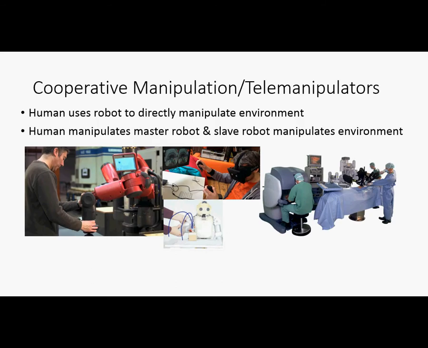So the two different types: cooperative manipulation and telemanipulation. For cooperative manipulation, the human uses the robot directly to manipulate the environment. An example of this is the Baxter robot. Right here you can see a guy teaching it by physically moving its end effector to a given location to pick up an object, and then move it to another location to drop off that object. And after it's taught, the robot can then continue and repeat that.